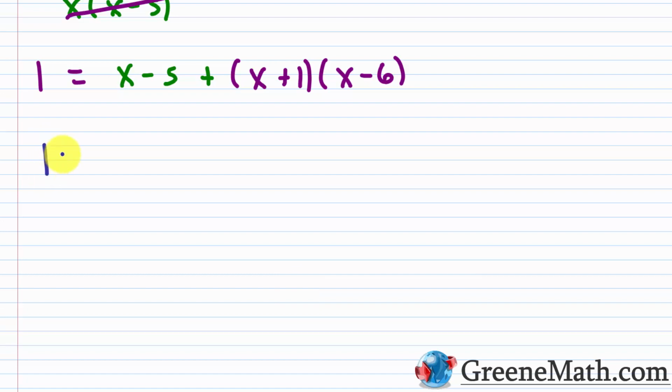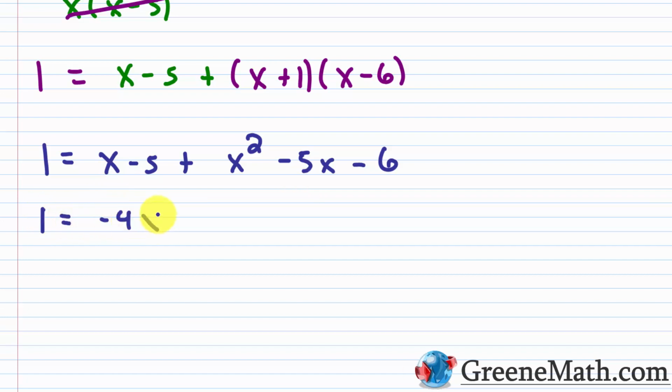And so we have 1 is equal to, you've got your x minus 5 plus. Go ahead and FOIL this out. x times x is x squared. The outer would be -6x. The inner would be plus x. So if you combine those, that's going to be minus 5x. And then for the last, you have 1 times -6, which is minus 6. If you clean this up on the right side, x minus 5x is going to give me minus 4x. So I'll write 1 is equal to, I'm just going to put minus 4x here. And then I have -5 minus 6, which is -11, and then plus x squared.